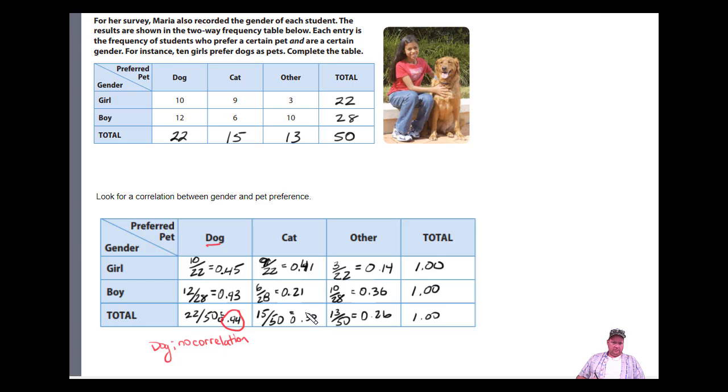But let's go take a look at the cat. 30% of all the respondents liked a cat. But boys, 21%, and girls, 41%. Now this is a little bit different. These numbers aren't the same at all. I think that it's safe to say that if you are a girl, you are more likely to like a cat than the general population. So for cats, there is a preference. The preference is that girls are more likely to like a cat.